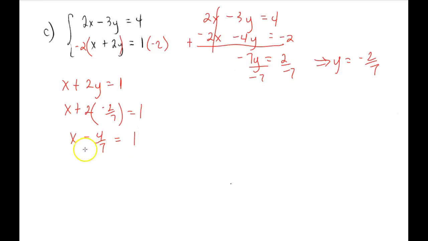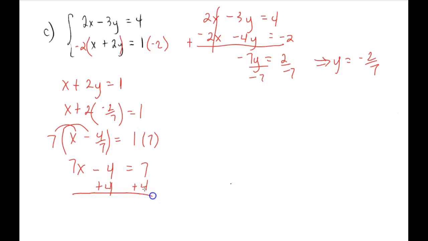If we don't like dealing with fractions here, we can multiply both sides of our equation by 7 and distribute. So we have 7x minus 7 times 4 over 7, which is just 4 because the 7's reduce to 1, and that will equal 7. From there, we add 4 to both sides, that cancels, and the last thing we do is divide by 7. And so we see that x is 11/7.